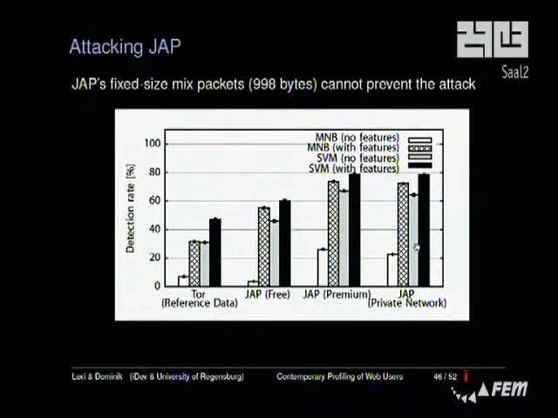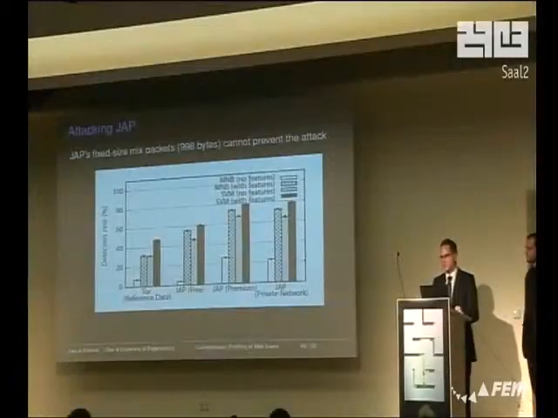And if you're looking at JAP, especially because I know that there are some JAP guys around here, on the left side you see the Tor data, and those bars are basically the different classification methods. Tor is worst. The free cascade, the Dresden cascade, is slightly better, meaning slightly higher accuracy. And actually the premium cascade, which is supposed to be more secure, has an even higher accuracy, meaning bad for the user. And the private network, for reference only here, has basically the same accuracy as the premium cascade.